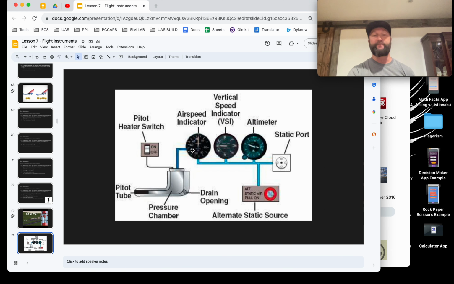All right, that's the end of part one. The next part, we're going to talk about altimeters. Still talking about the Pitot static system, but we'll talk about altimeters.